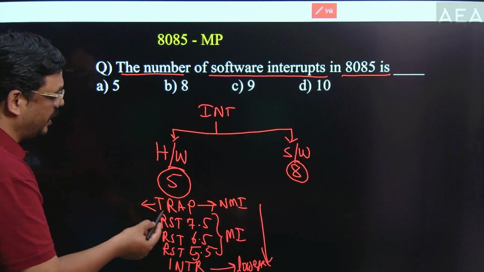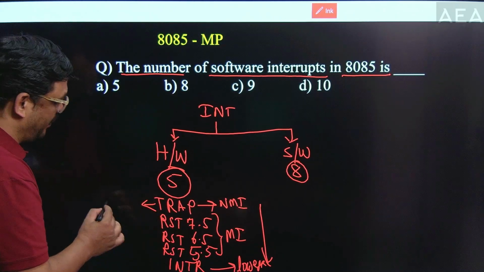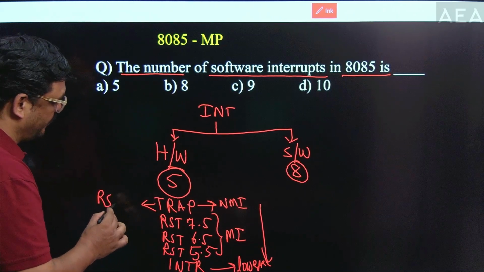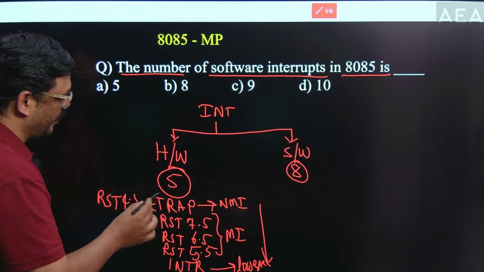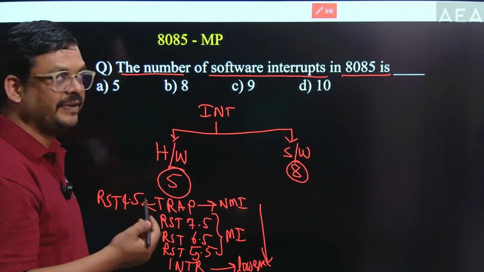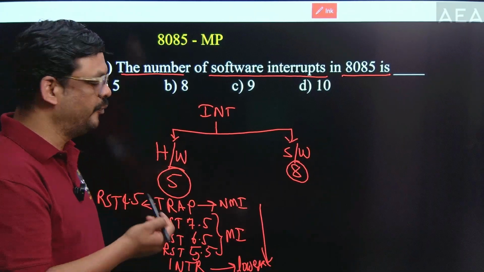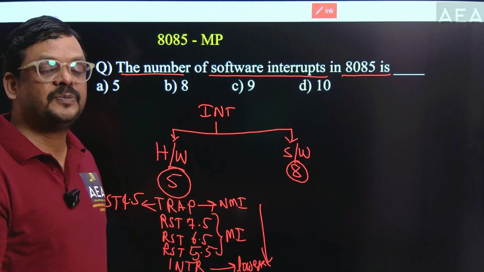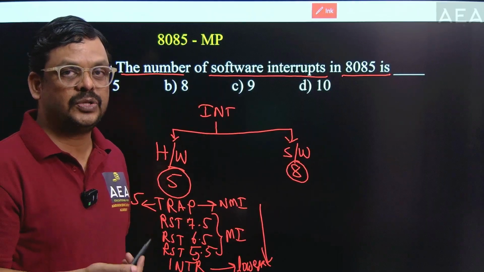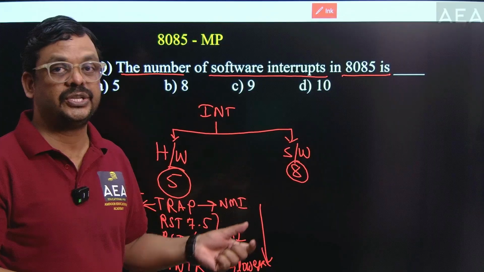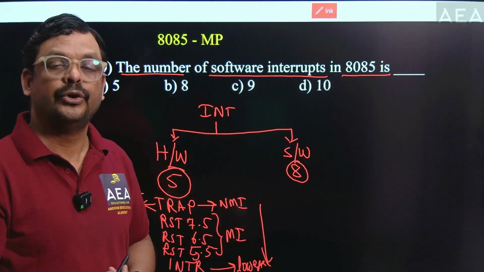Trap, the other name of the trap is RST 4.5. It's also called RST 4.5. Here I wrote the numbers 7.5, 6.5, 5.5, 4.5. These numbers explain the memory address location, like the interrupt address location, because these come under vectored interrupts.